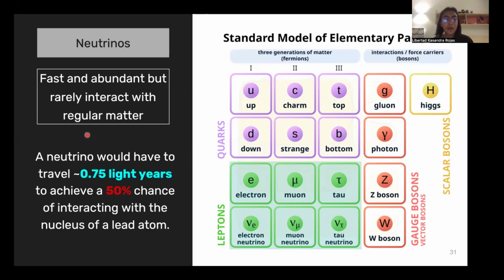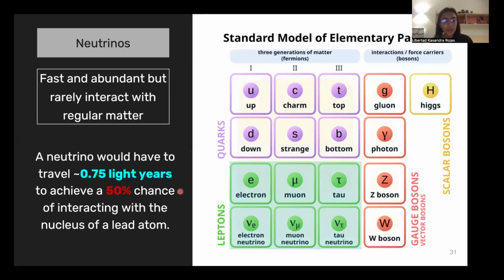But just to give you an idea of how much they hate interacting with anything, let's see this example here. A neutrino would have to travel approximately 0.75 light years, okay, to achieve a 50% chance of interacting with the nucleus of a lead atom. So they really do not like to interact with stuff, okay? And you might be thinking, doesn't dark matter also like to interact with stuff, right? So this is kind of similar.